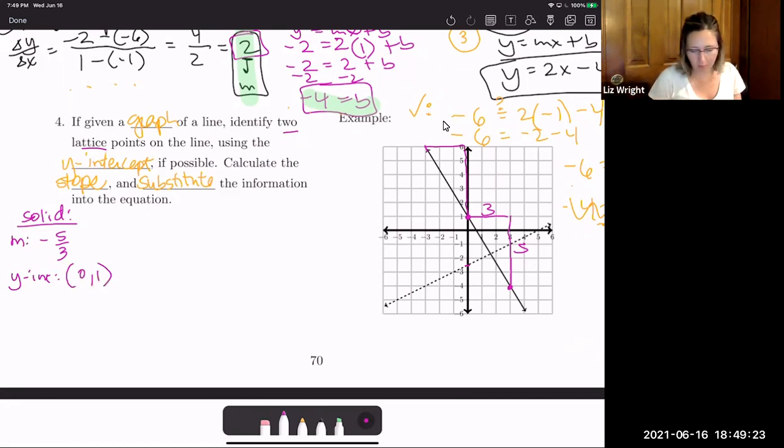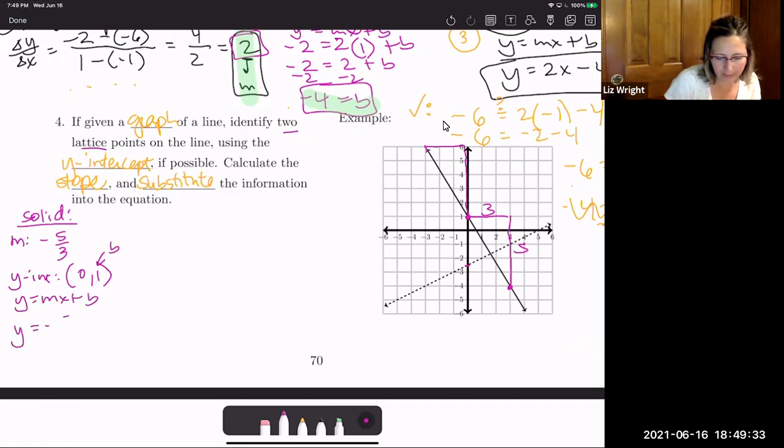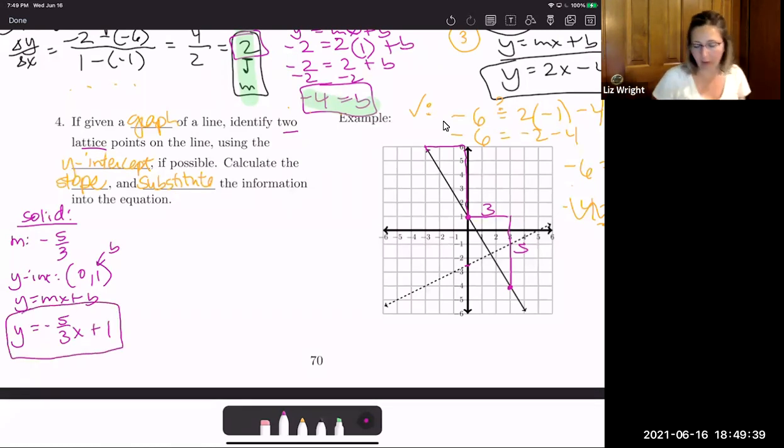So then I've got all my pieces. This is my b, right? So now plugging it into y equals mx plus b, we're going to have y equals negative 5/3 x plus 1. And that's our answer for that one.